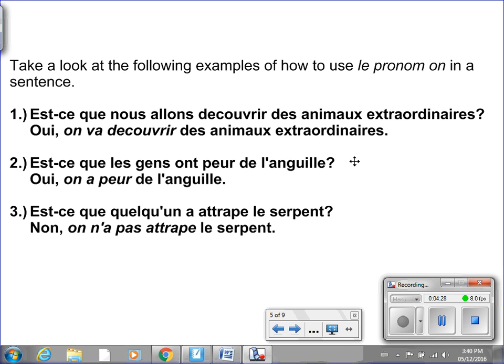Here's a second example. Est-ce que les gens ont peur de l'anguille? Are people afraid of an eel? Again, I've chosen to write this in the positive. So I've written oui, on a peur de l'anguille. Yes, one is afraid of an eel. So I took out les gens, replaced it with on. Ont comes from avoir. So I think back to my avoir chart. With il or elle, or on, it conjugates to a. And then I've got peur de l'anguille.